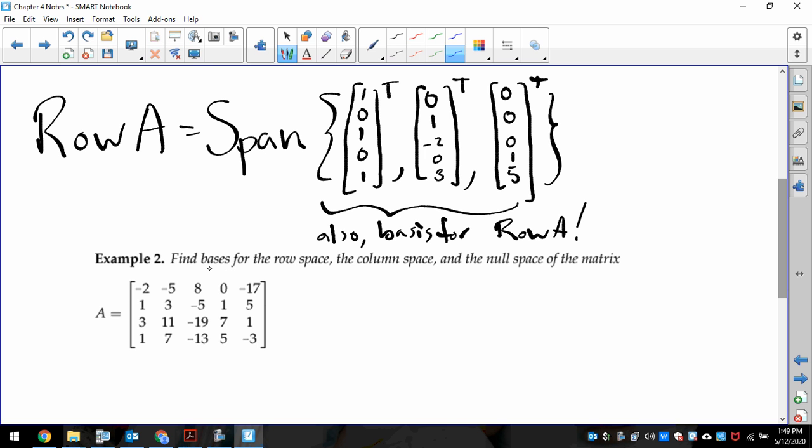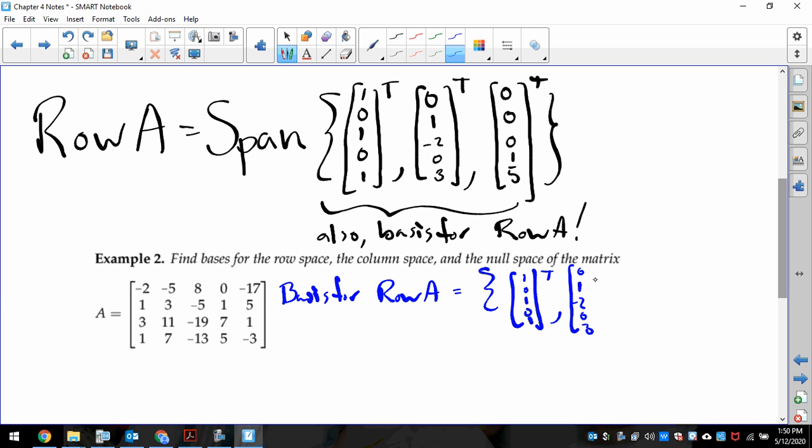So it says find bases for the row space, column space, and the null space of this matrix. Sure. Okay, so first of all, we've got the basis for the row space. So we'll just say basis for row A is what we have above. So we'll just say is the set 1, 0, 1, 0, 1 transpose, and then we'll write the other row 0, 1, -2, 0, 3 transpose, and then the last row here, 1, 5 transpose.